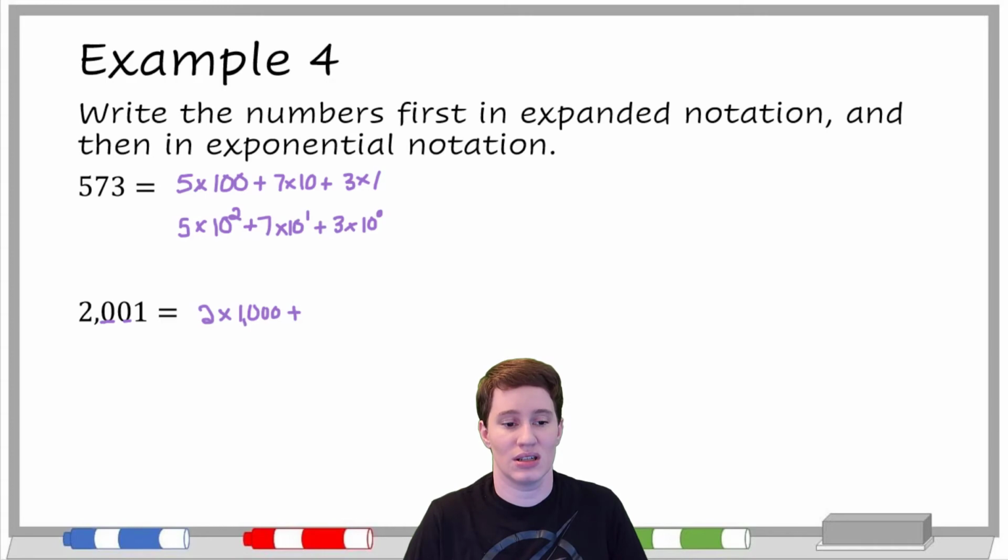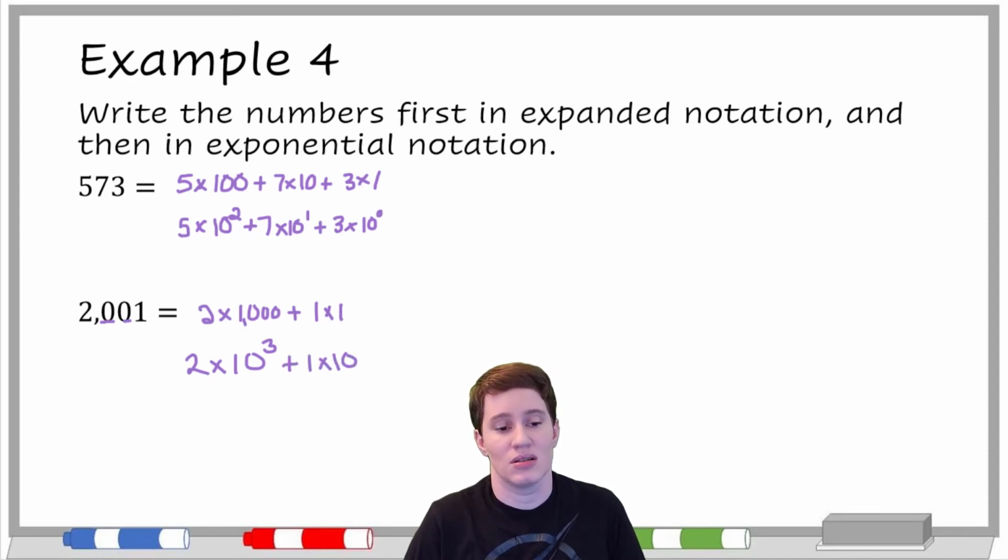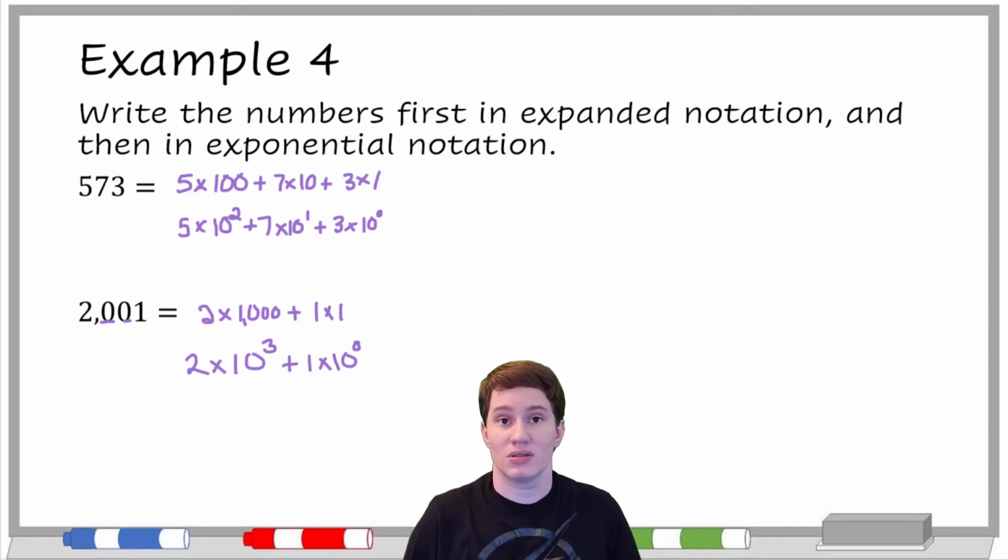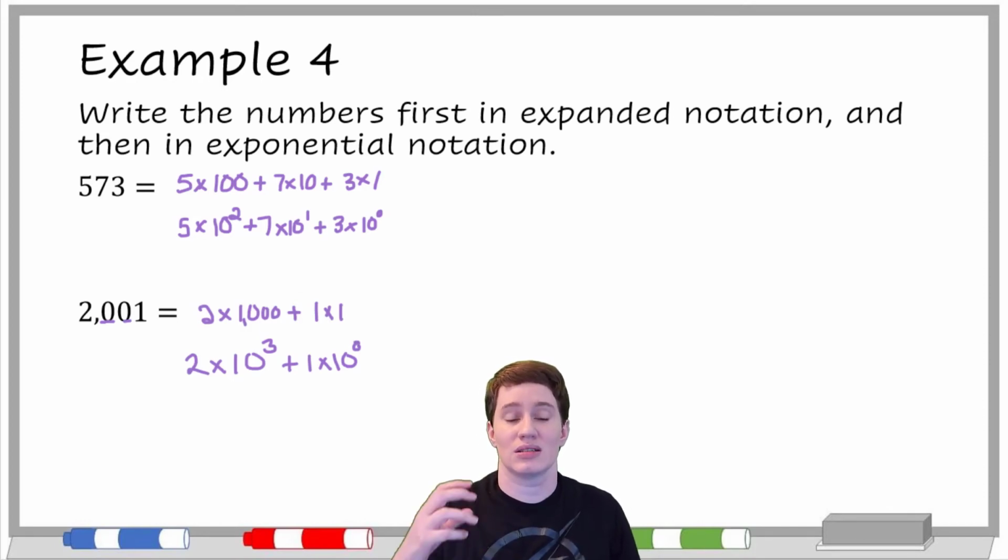And so then we can go straight to 1 times 1. And then that's it. So our exponential would be 2 times 10 to the 3rd power, because 1000 has 3 zeros, plus 1 times 10 to the 0. And now the next thing we're going to do is actually go backwards, look at it the other way around, taking something in expanded notation or exponential notation and writing it as a normal number.